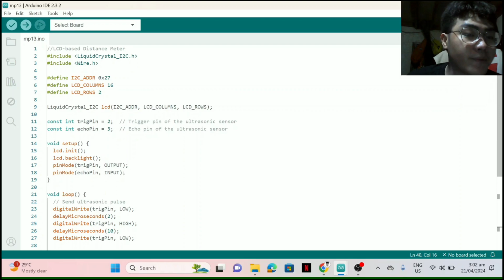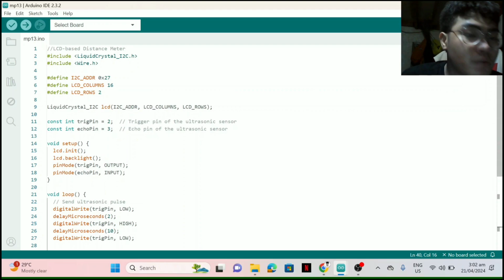So let's start. First one will be including our necessary libraries, and we have two of them here. First one is the LiquidCrystal_I2C.h, which is the library that is responsible for our LCD. Then the Wire.h, which is responsible for the I2C and LCD communication.